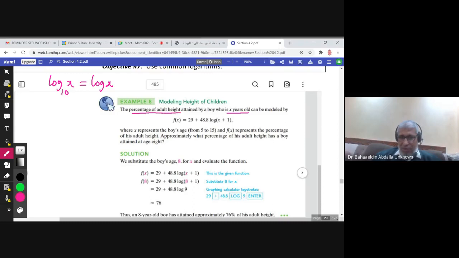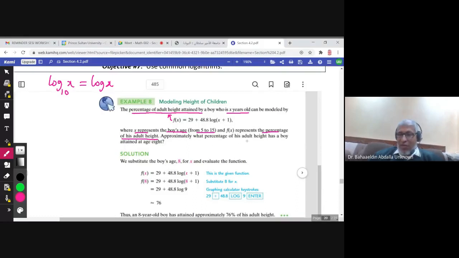So this function, which is a logarithmic function, models the percentage of adult height attained. X represents the boy's age, number of years, from 5 to 15. So this function models boys from 5 to 15, and for girls there is another logarithmic function. And f of x represents the percentage of his adult height. Adult height means when you reach 18, when you become an adult, your height will not change after that. So at age 5, what is your height as a percentage of your adult height? You can find this using this function.